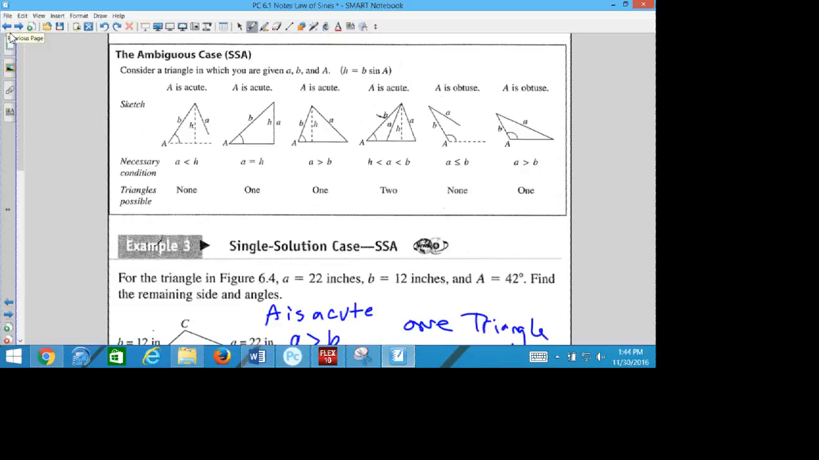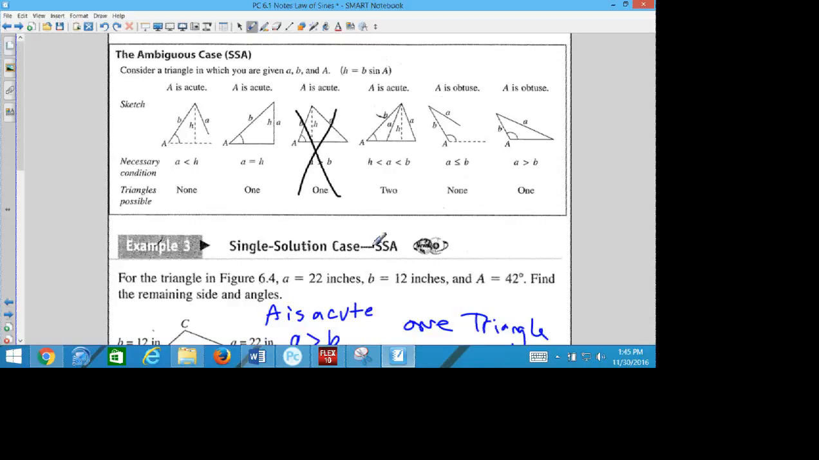So we're going to look at this chart. A is acute, A is acute, A is acute, A is acute. First 4. And then necessary condition. What did we say? A was less than B. All right, so it is not this one. The other 3 choices have something that involves H. So we have to find H to figure out which one it is.